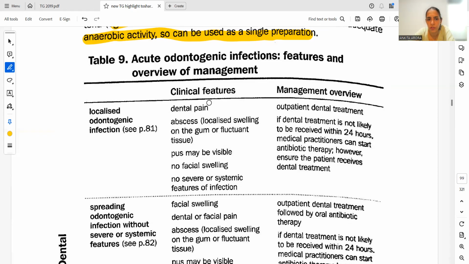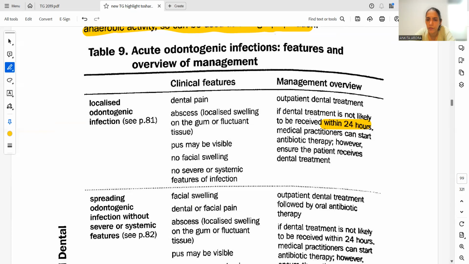Localized odontogenic infection would present as dental pain, abscess or localized swelling on the gum or a fluctuant tissue. Pus may be visible. There will not be a facial swelling. No severe or systemic features of infection. Management overview would be outpatient dental department. If dental treatment is not likely to be received within 24 hours, medical practitioners can start antibiotic therapy. However, ensure the patient receives dental treatment. So if treatment is within 24 hours, no need to start antibiotic therapy.